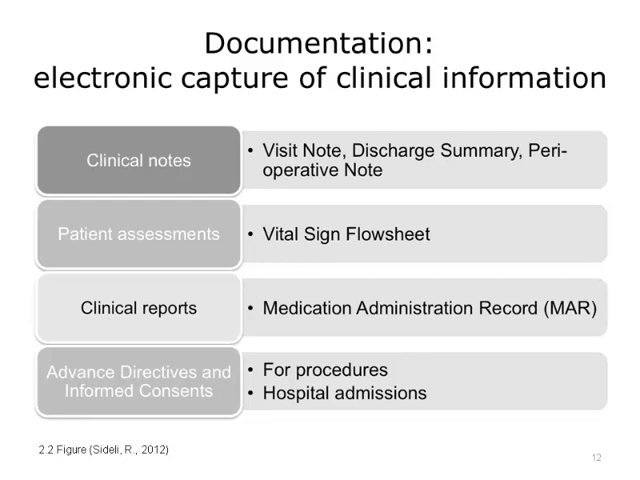Another type of documentation is a patient assessment, such as a vital sign flow sheet, where the patient's vital signs, such as blood pressure and heart rate, are entered. Clinical reports are a third type of documentation. An example of a report is the medication administration record, and this is a record of all the medications that have been administered to a patient. Finally, documentation includes a patient's advance directive and any informed consent forms that they may have signed for various procedures or inpatient admissions. This information may be paper-based and scanned into the electronic health record.